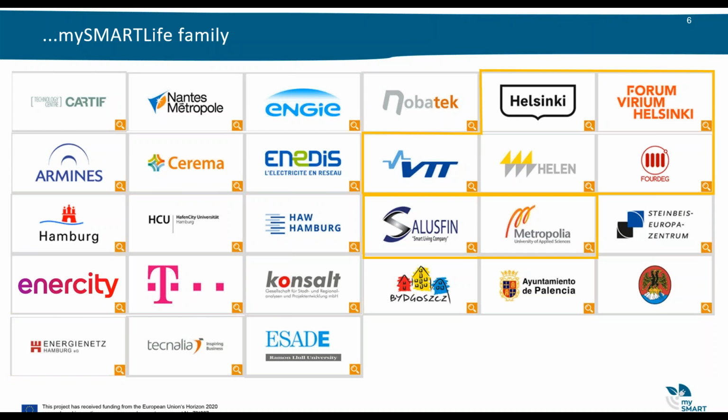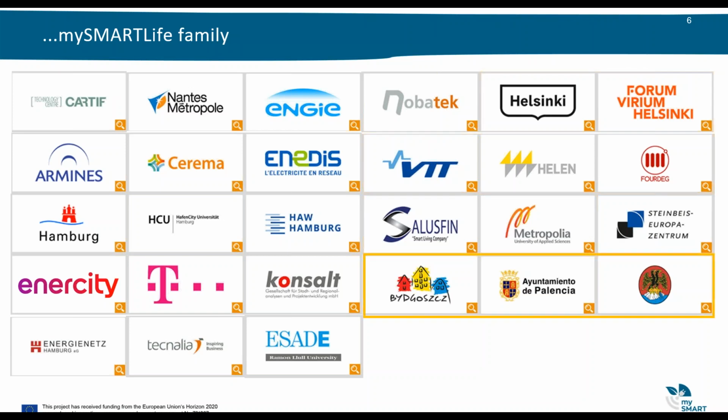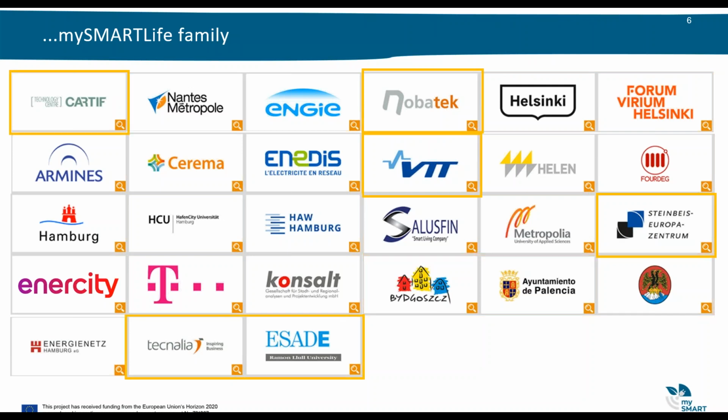In the case of Helsinki, we have 7 partners together with the municipality: Forum Virium, VTT, Helen, 2 SMEs, Voordeka and Saluspin, and the University of Applied Sciences, Metropolia. Our 3 fellow cities, Bizgot, Palencia, and Rijeka, as I said before, and we also have partners that are leading the cross-cutting activities of the project.